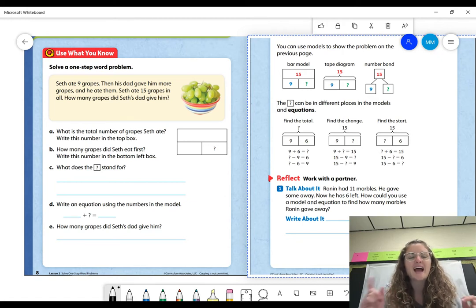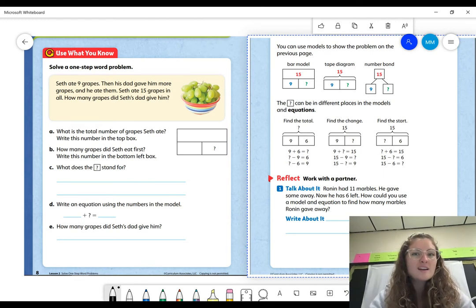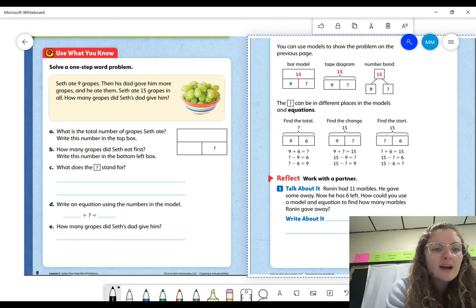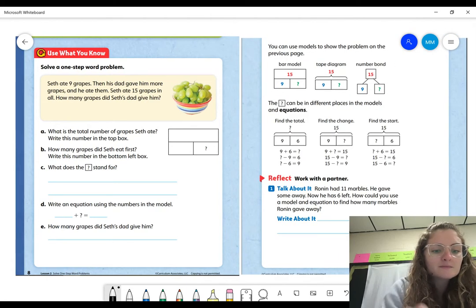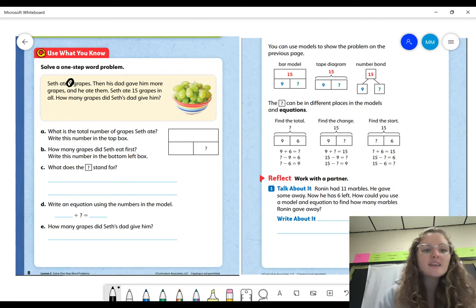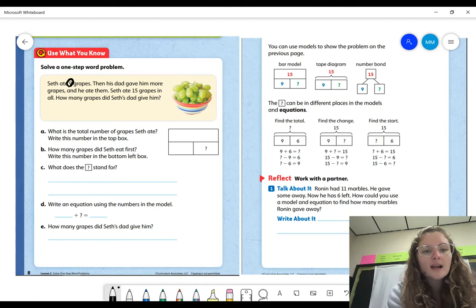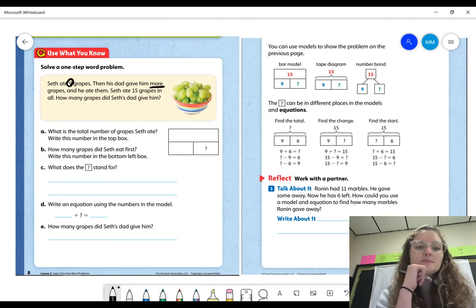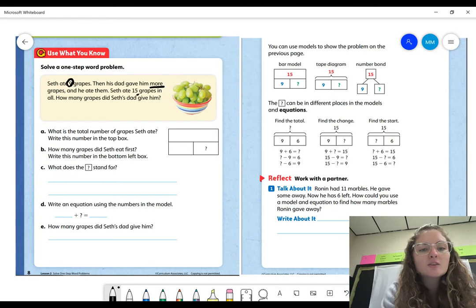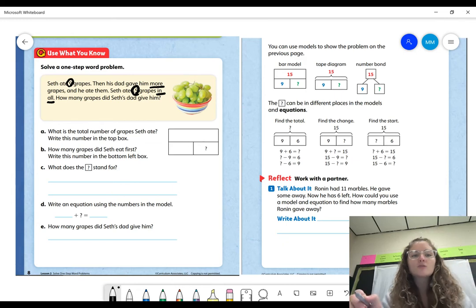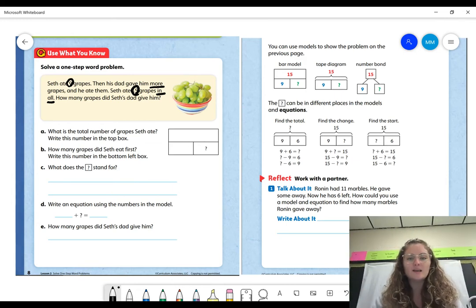I'm going to read that again. I like to read it at least 2 times so I can figure out what my parts might be and my whole, and maybe some words that might help me figure out what's going on. So Seth ate 9 grapes. So I'm going to circle 9. Seth ate 9 grapes. Then his dad gave him more grapes. Seth ate 15 grapes in all. How many grapes did Seth's dad give him?